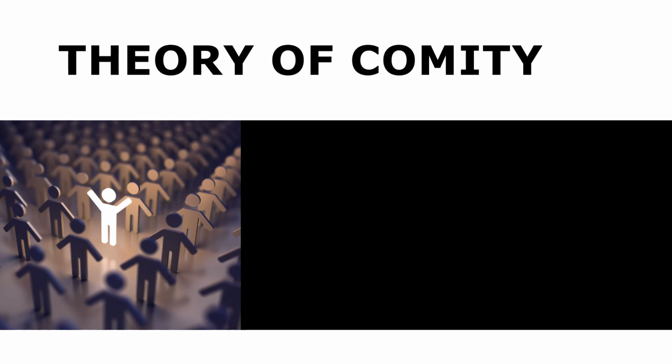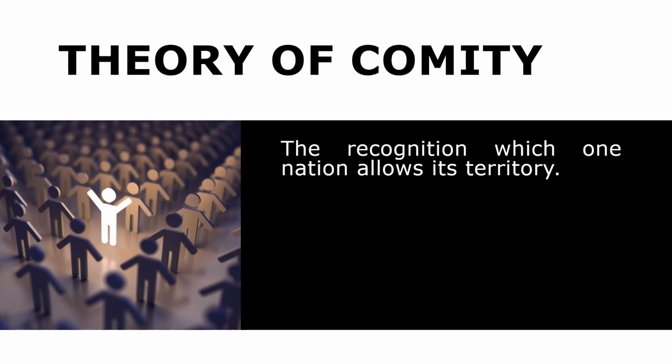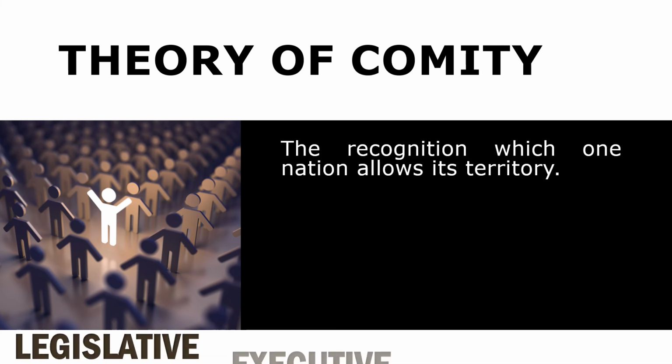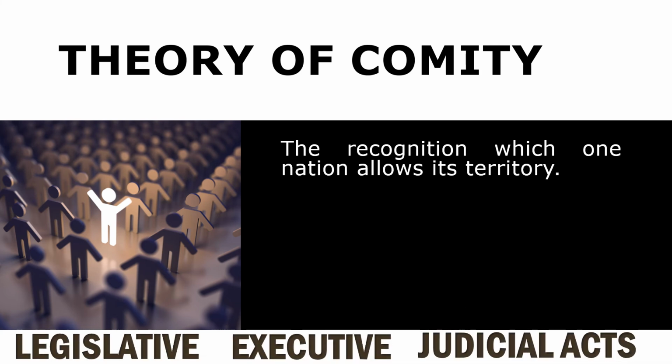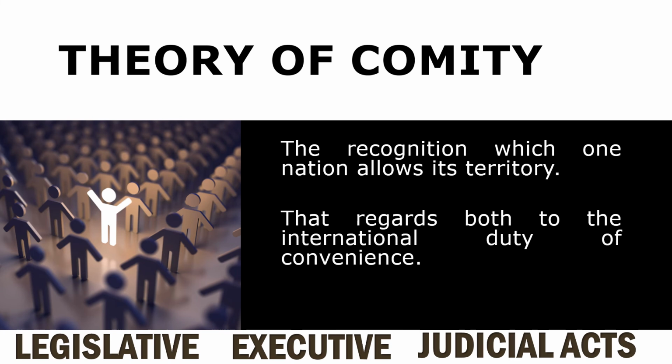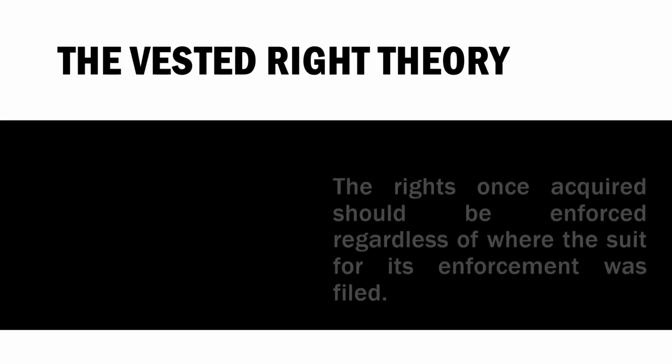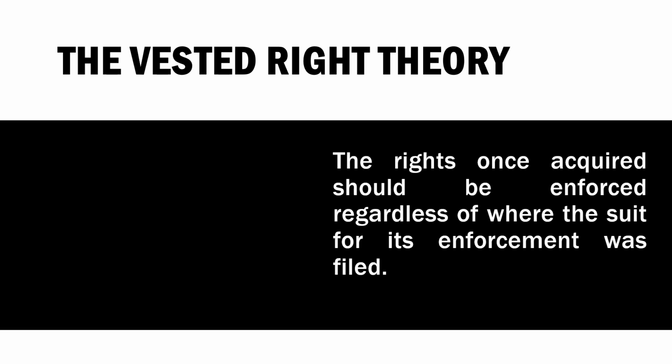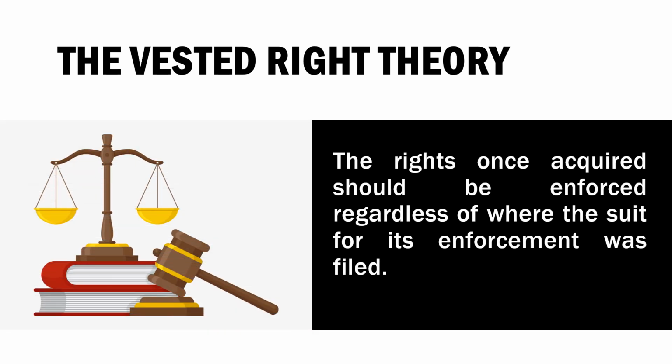Theories in the application of foreign law. There are five theories in the application of foreign law. First, the theory of comity: the recognition which one nation allows within its territory to the legislative, executive, and judicial acts of another nation, having due regard both to international duty and convenience. Second, the vested right theory: a right once acquired should be enforced regardless of where the suit for its enforcement was filed.